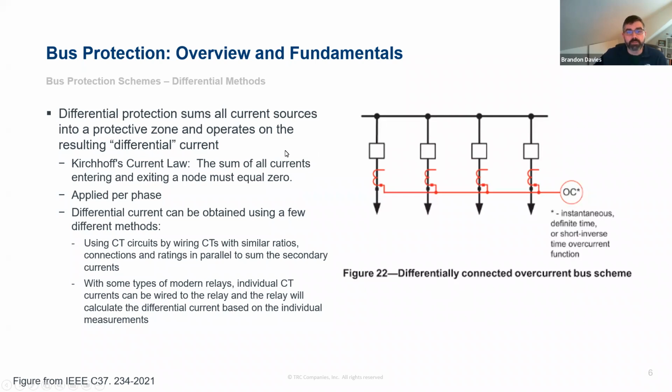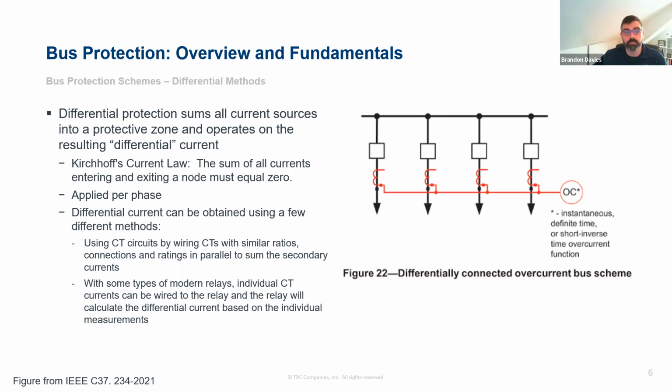So the basic premise of differential protection in any variety is that you're summing all of the currents in and out of a piece of equipment, in this case a bus, and you take the sum of those currents and use that as the operate quantity for your relay. So in effect, you're taking Kirchhoff's current law, that the sum of all currents entering or exiting a node must equal 0, and you're applying that to the relay.